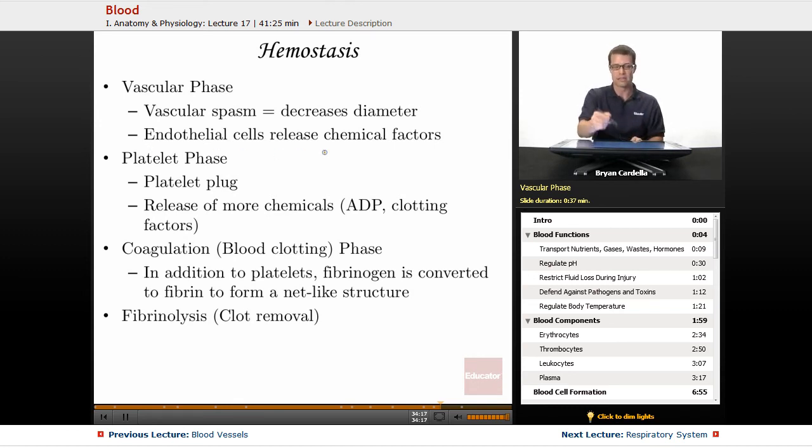And it's endothelial cells right next to where the blood is. Remember, if you saw the blood vessel lesson, endothelium is where all the blood is rushing through, that inner layer. They're going to release those chemical factors that have to do with that.